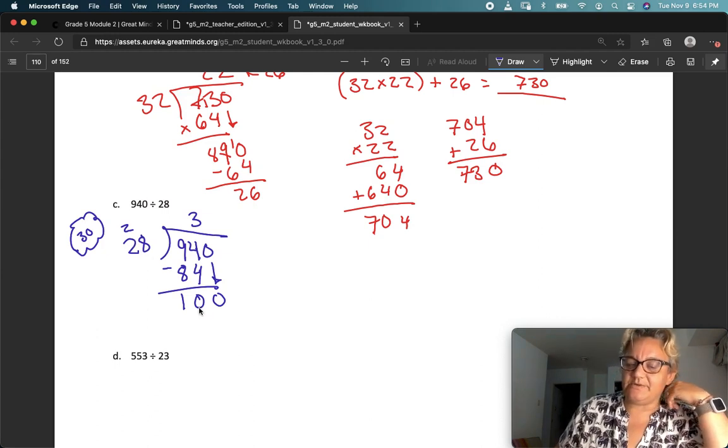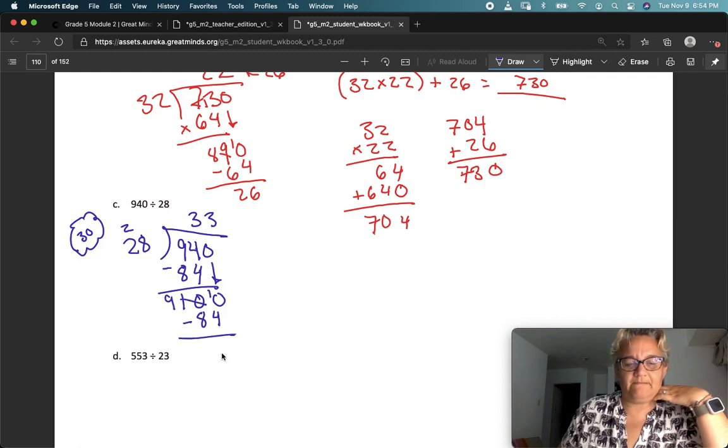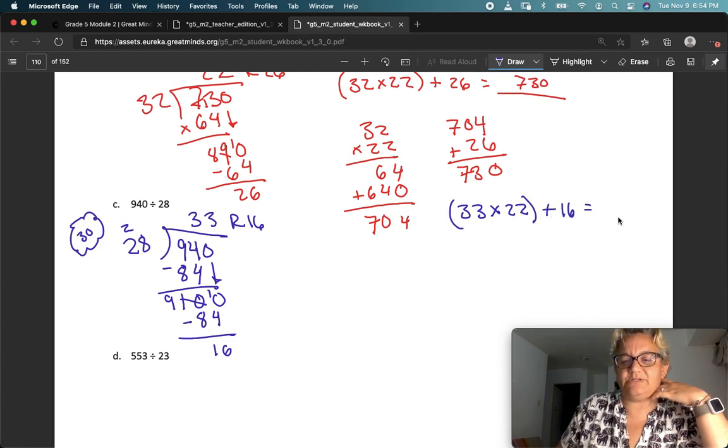Now 28 into 100. Well, if it was 30, it would go into 100 3 times, right? 30, 60, 90. Do you want to try 3 again? Let's try that. Well, we already know it's going to come out to 84, right? Because that was what we came up with here. And that's going to give us a remainder of 16. Then we check our work. Again, that is our quotient times our divisor, plus our remainder, and it should equal our dividend, which was 940. So let's check that work.